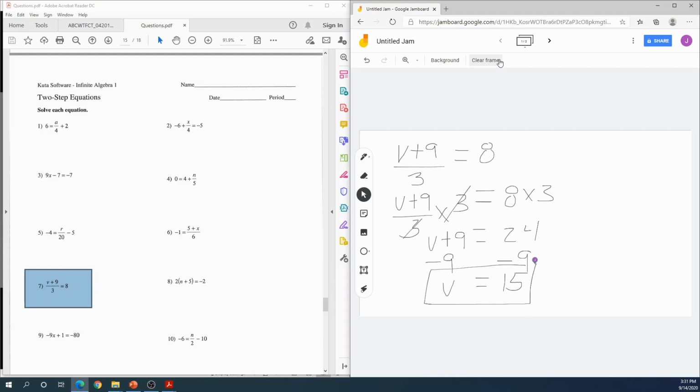So again, the whole concept is trying to isolate the variable, and whatever we do to the left side of the equation, we have to do to the right side of the equation.